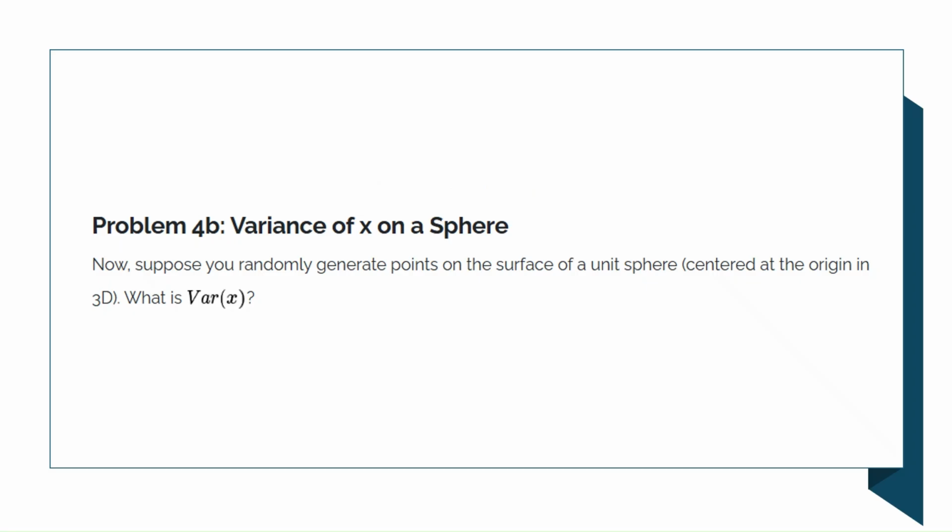So in the previous video, we solved the question on variance of x on a circle. In this one, we'll extend this to the variance of x on a sphere. So the question says, suppose you randomly generate points on the surface of a unit sphere centered at the origin. What's the variance of x? So let's see how we can solve this.